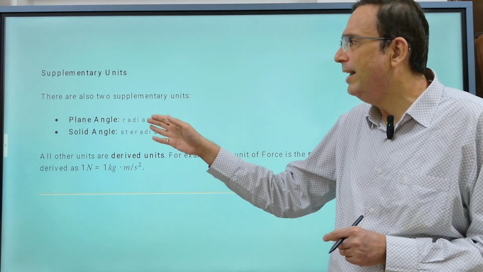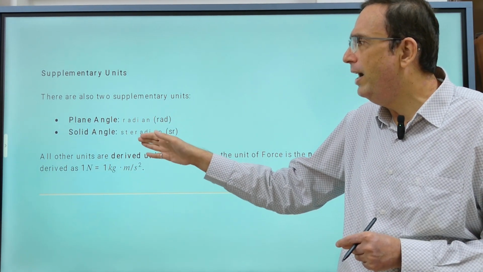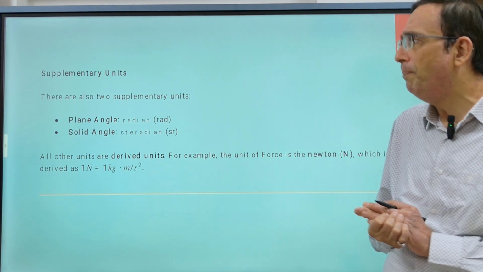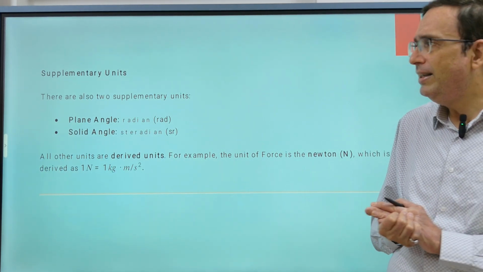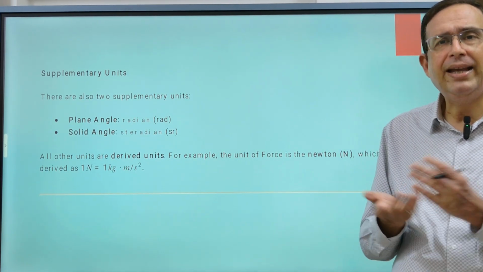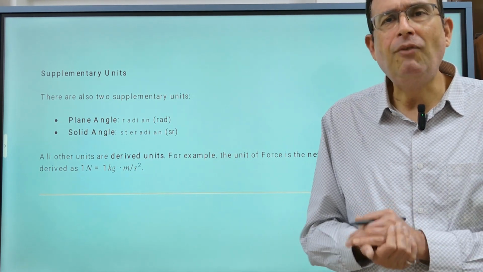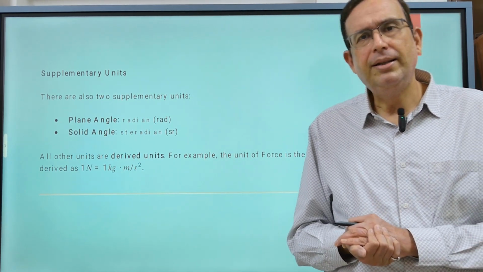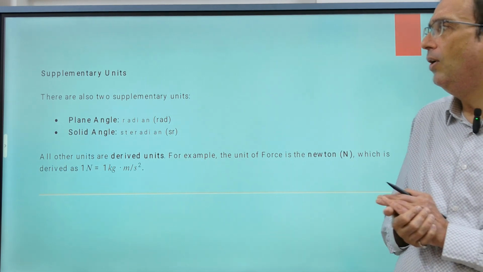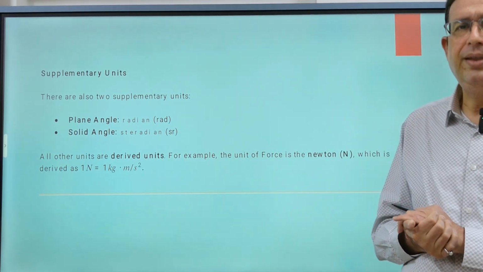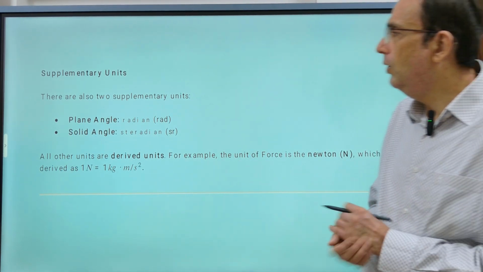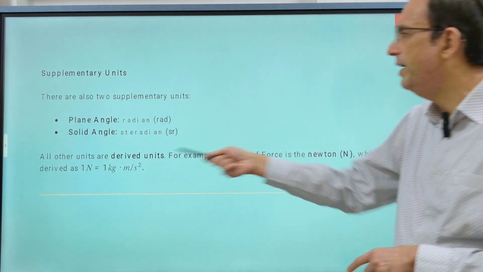So plane angle and solid angle are supplementary units. They are not fundamental units because they can be expressed again with the help of fundamental units, but they are called supplementary because they are used quite often in physics. All other units are derived units.